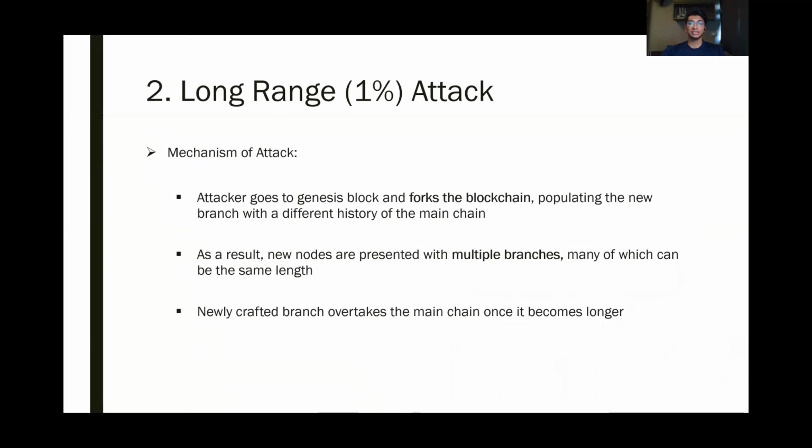We can see from the factors above that this allows an attacker to fork the blockchain at the Genesis block and populate a new branch with an alternative history. This allows multiple branches to be present, many of which can be the same length, and new nodes are unable to distinguish these branches. This can lead to the newly crafted branches overtaking the main chain, if the new nodes keep on adding to these fork branches.